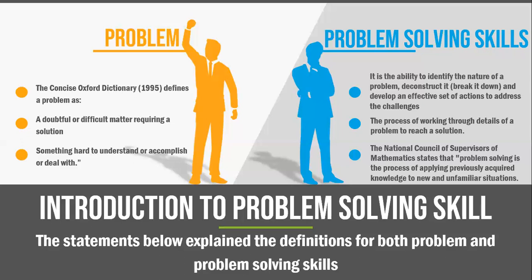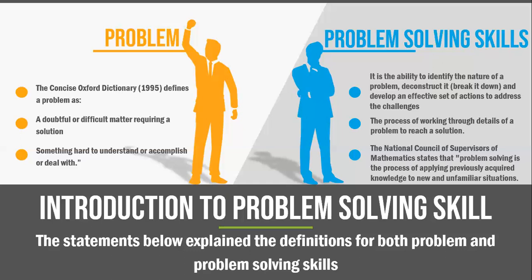Problem solving skill is an ability to identify the nature of the problem. You have to identify the nature of the problem first, then you break it down. Whether the problem is one you have gone through before or something new, you have to deconstruct it first, and after that you come out with an effective set of actions to address the challenge, because you have to solve the problem. If you want to move on with your life, you have to solve the problem. So that is problem solving skill.